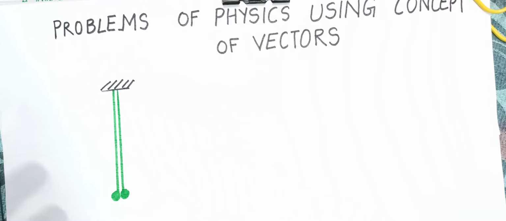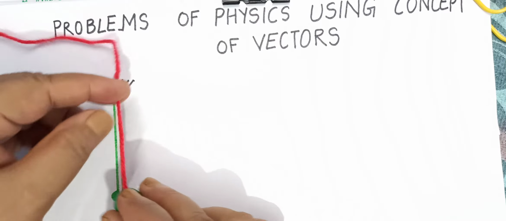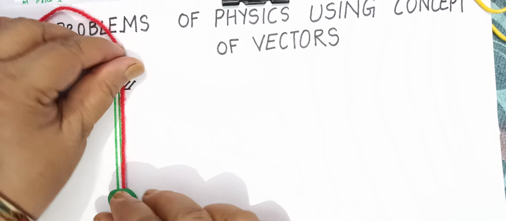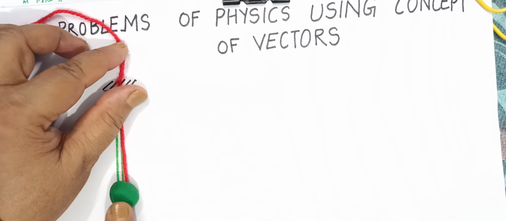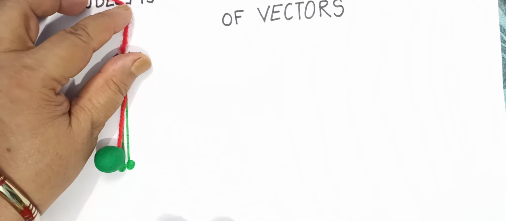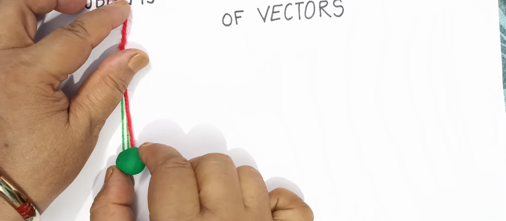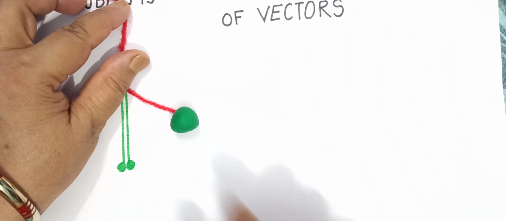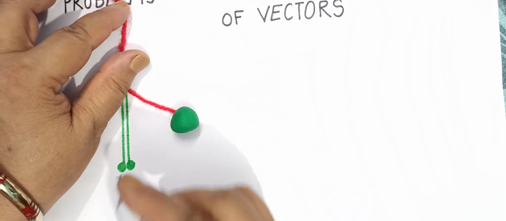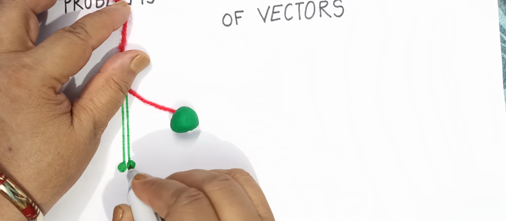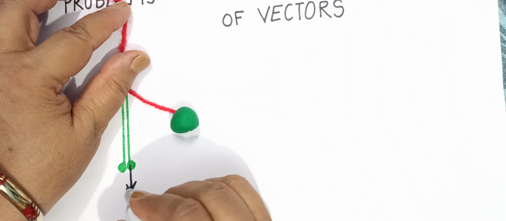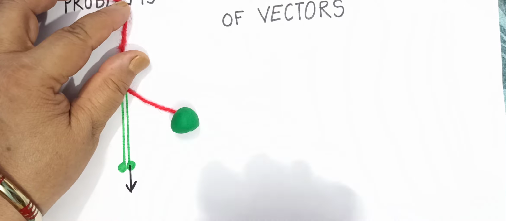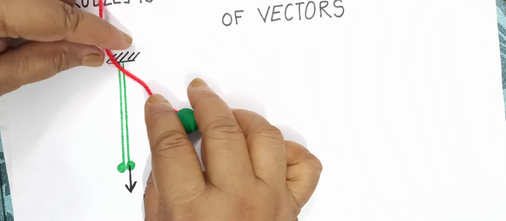So let me take a ball similar to the situation shown in the diagram. Here is the ball, and gravity is pulling it down. So let me mark the force of gravity and experience that if a force is pulling this green ball down, then actually what is happening.